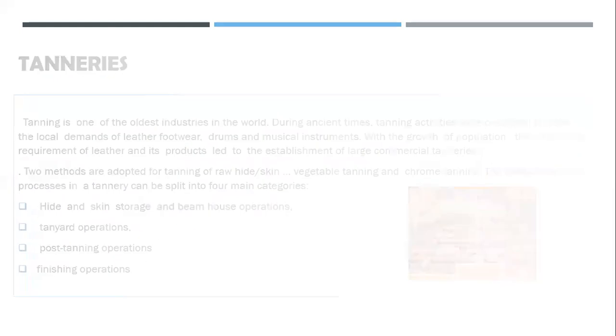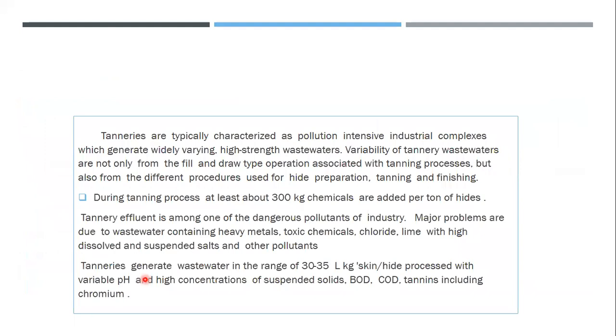Next, the further explanation on tanneries. Tanneries are typically characterized as pollution-intensive industry complexes which generate widely varying high-strength water waste. Variability of tannery water waste comes not only from the fill and dry type operations associated with the tanning process, but also from the different procedures used for hide production, tanning, and finishing.